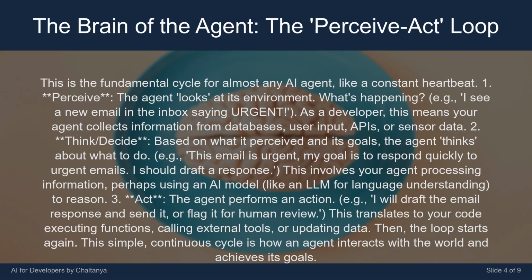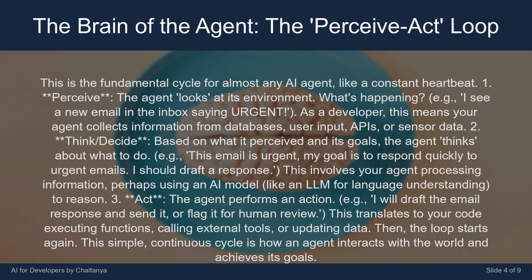2. Think, decide. Based on what it perceived and its goals, the agent thinks about what to do. E.g., this email is urgent. My goal is to respond quickly to urgent emails. I should draft a response. This involves your agent processing information, perhaps using an AI model, like an LLM for language understanding, to reason.